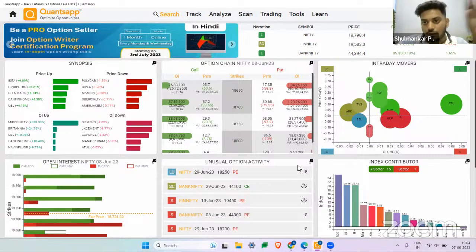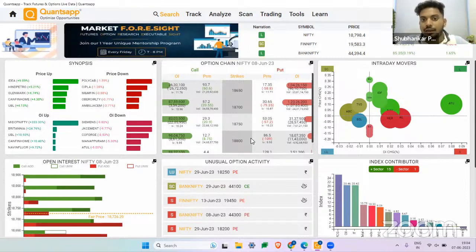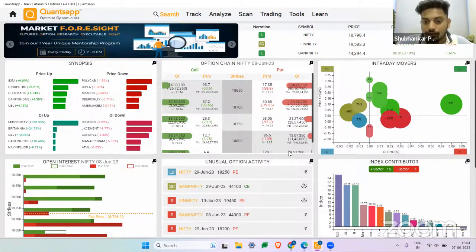Then we will learn how we can go ahead and identify the traps which might happen in the market because of the highest call and put strikes. And then later on, we will learn to pick some trades and we will also learn how we can go ahead and sharpen these trades.